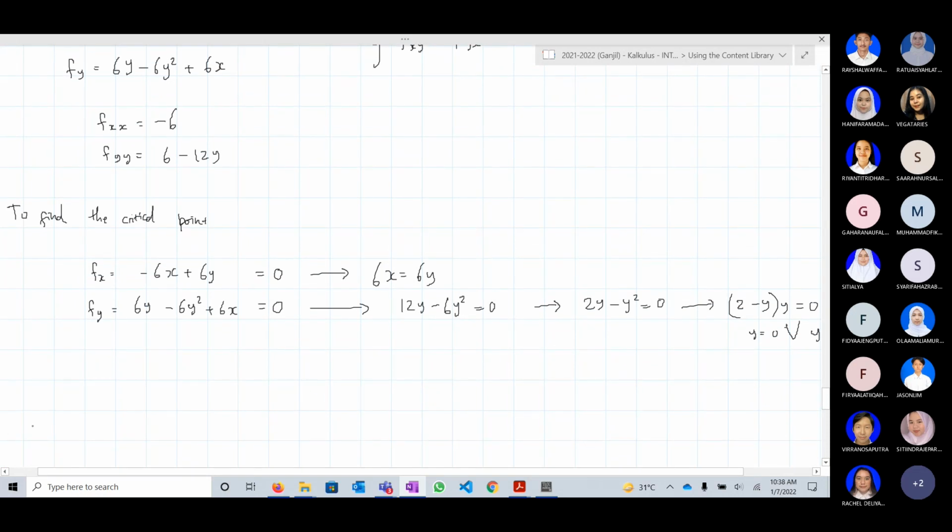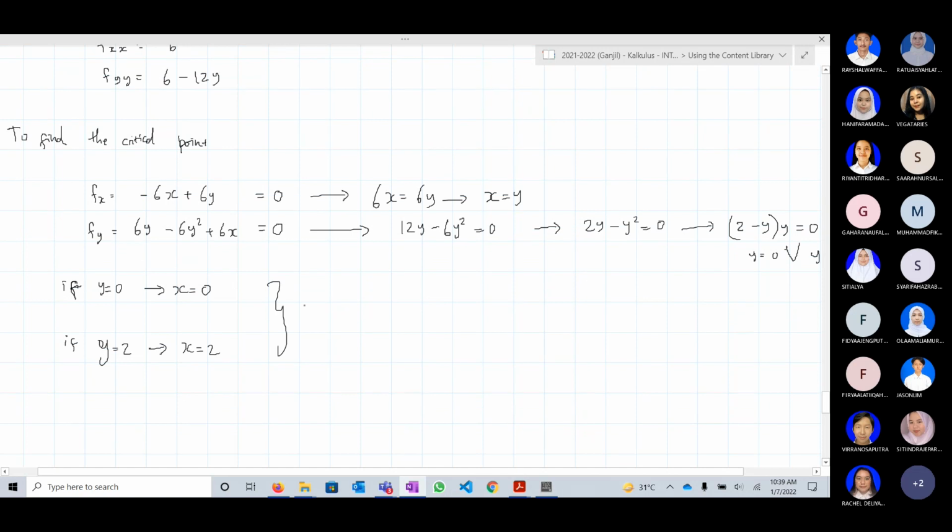Now, if y equals 0, then from x equal to y we have x equal to 0, and if y equals 2, then we have x equal to 2, meaning the critical points are (0, 0) and (2, 2).